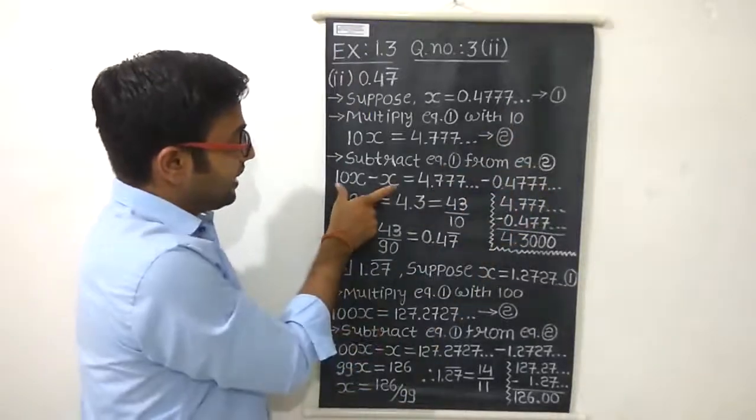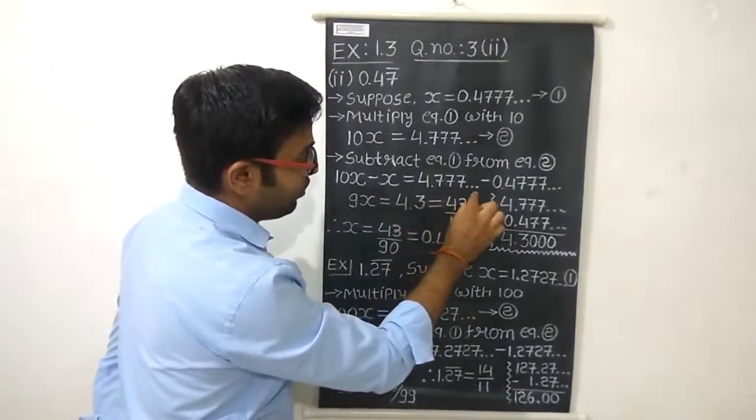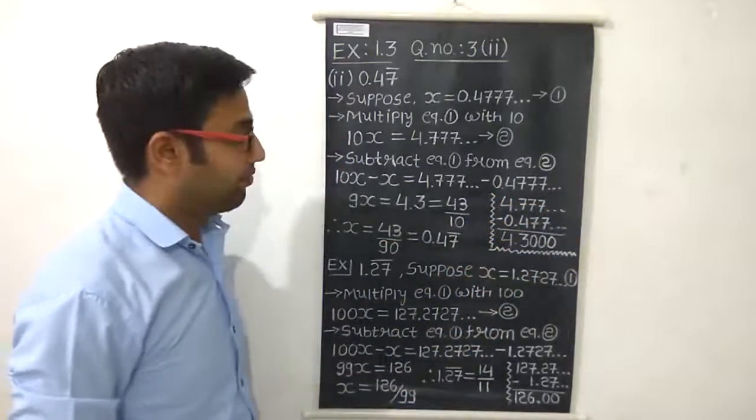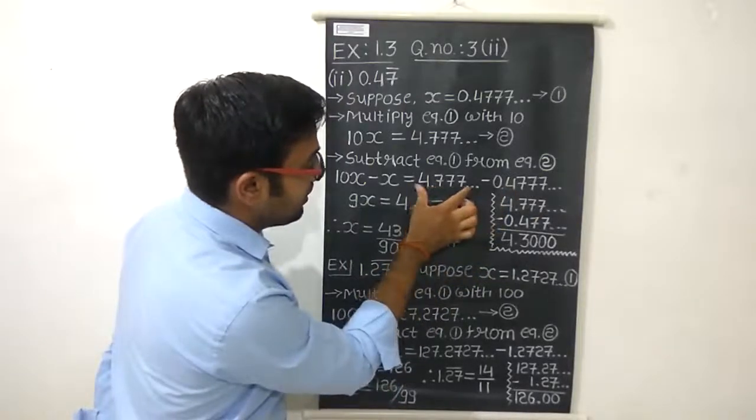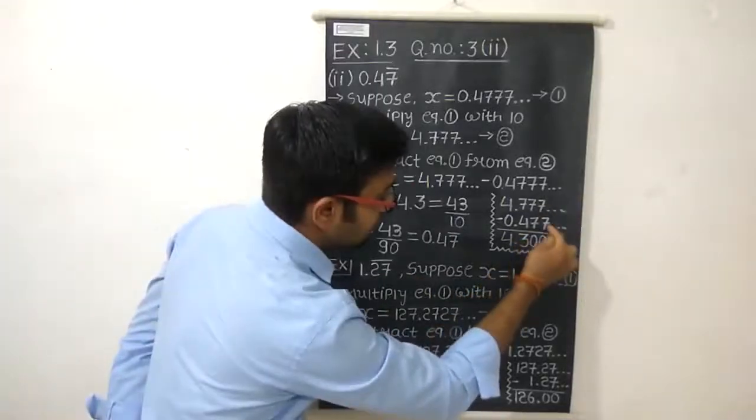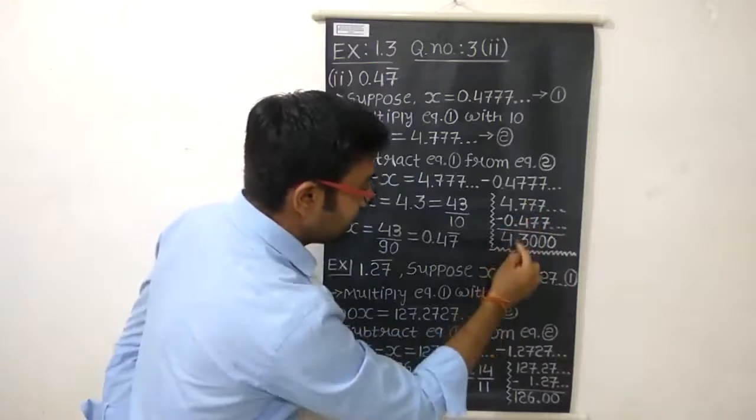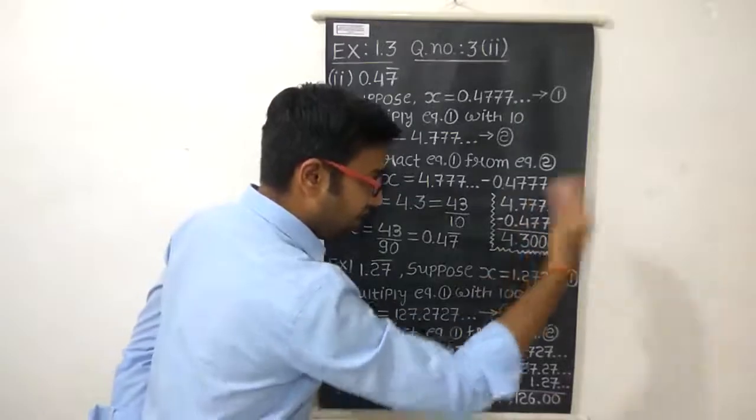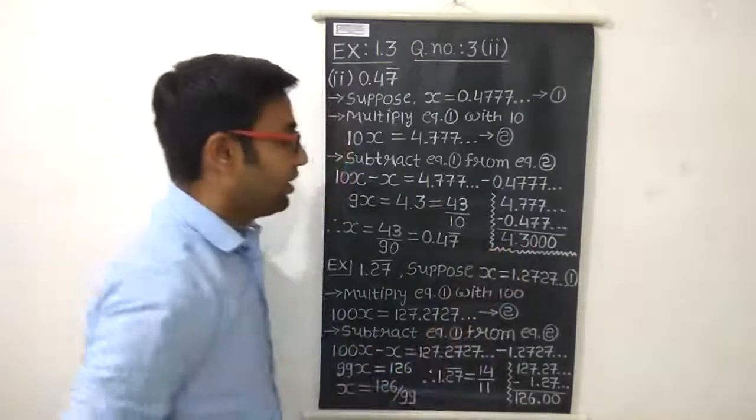So left hand side we will get 10x minus x, right hand side 4.777 dot dot dot minus 0.4777 dot dot dot. So left hand side we will get 9x. Right hand side, see the subtraction, this number is here and this number is here. What will happen? 7 minus 7 is 0, 7 minus 7 is 0, 7 minus 4 is 3, decimal as it is, and 4 minus 0 is 4. So the digits after 3, all digits become 0, right? So now what we will get as an answer is 4.3.